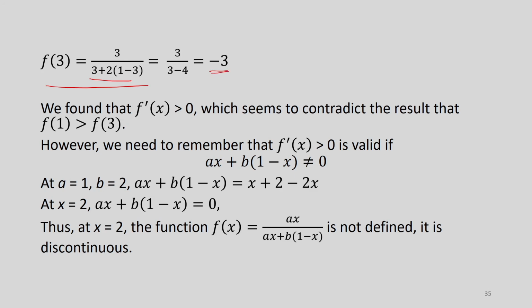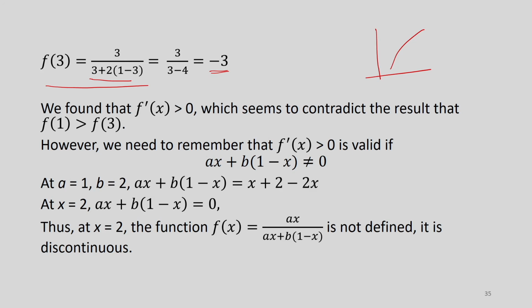Now, here is the puzzle: we found out that f prime of x is greater than 0. F prime of x greater than 0 means what? That the function is something like this. This is just an illustration, it could have some other shape also, but it is a rising function if f prime x is greater than 0.